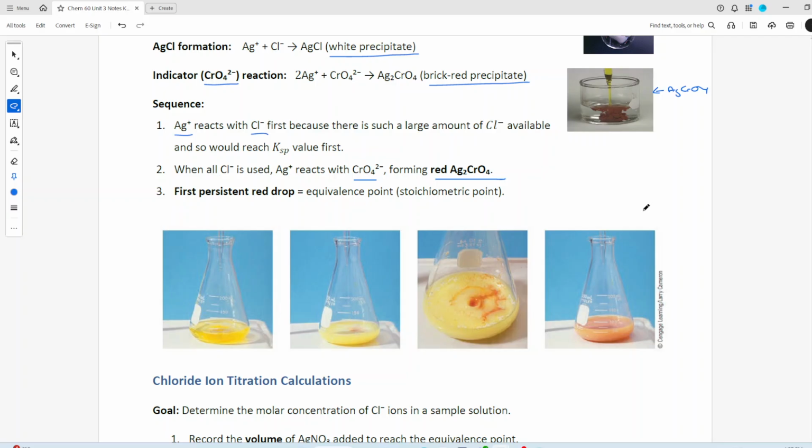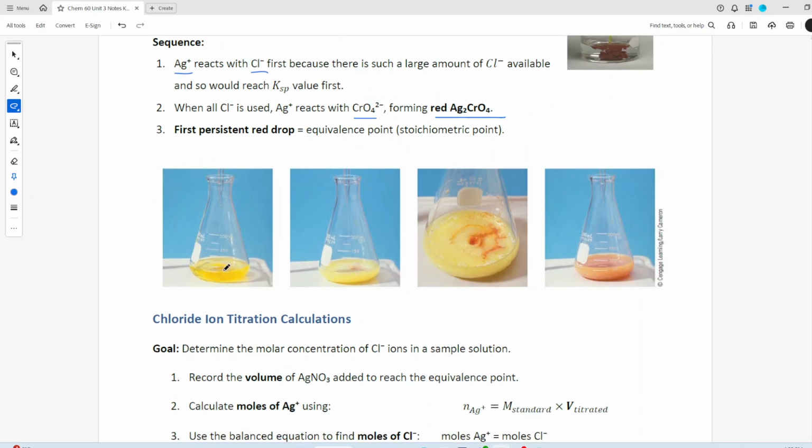So this is what our lab's going to actually look like. So you're going to have this solution containing, what's it going to contain?